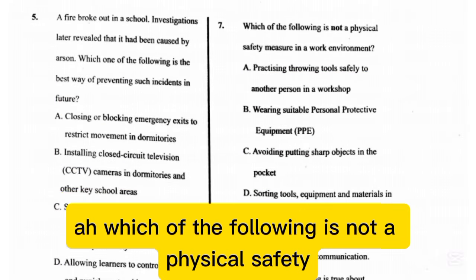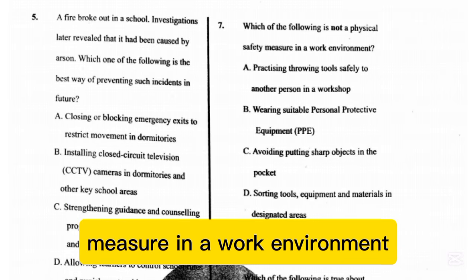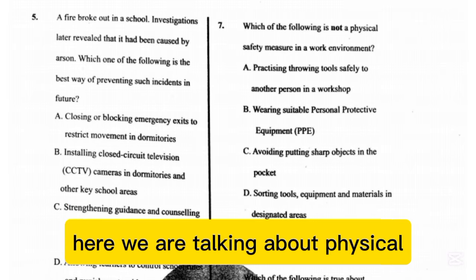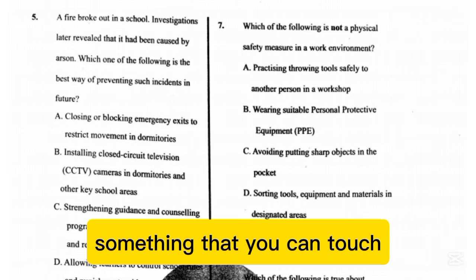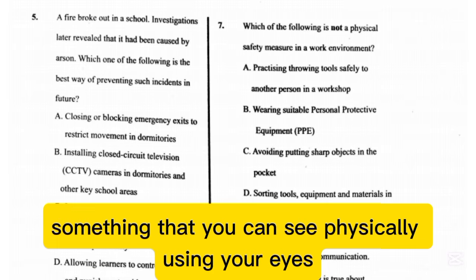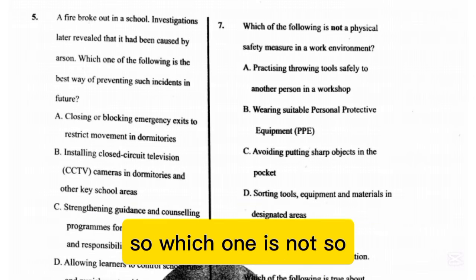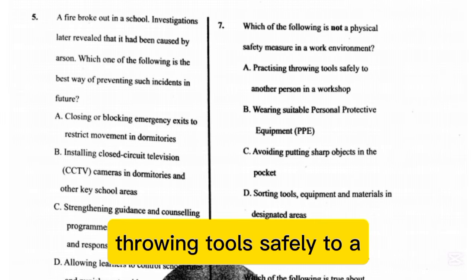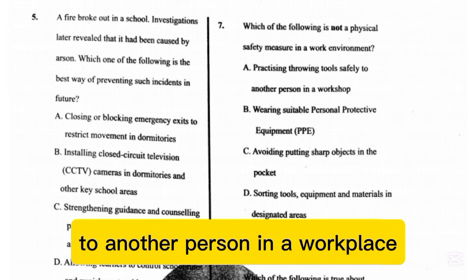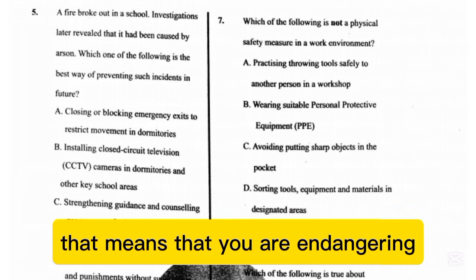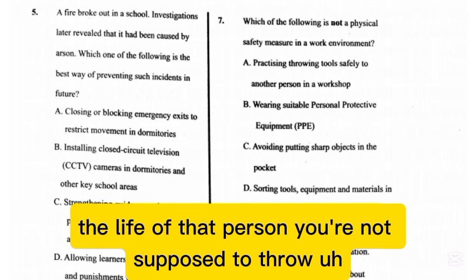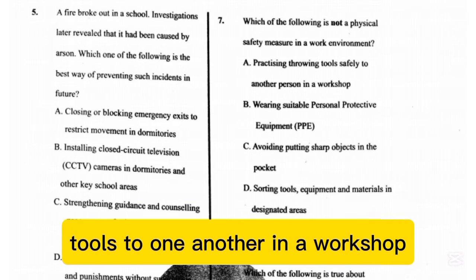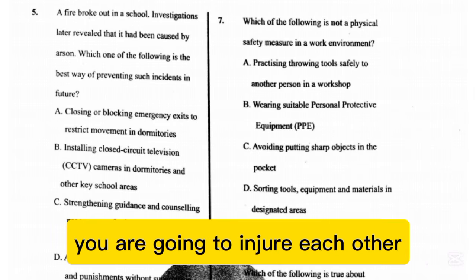Which of the following is not a physical safety measure in a work environment? Here we are talking about physical, something that you can touch, something that you can see physically using your eyes. So which one is not? When you talk about practicing throwing tools safely to another person in a workplace, that means that you are endangering the life of that person. You are not supposed to throw tools to one another in a workshop. You are going to injure each other.